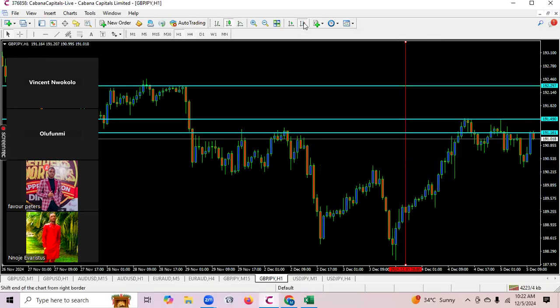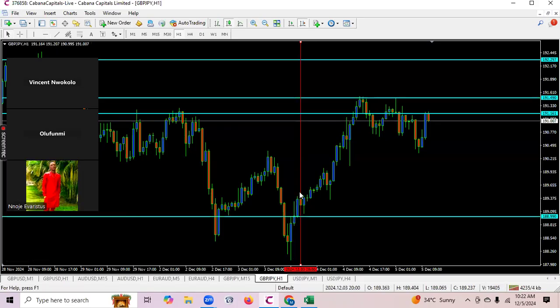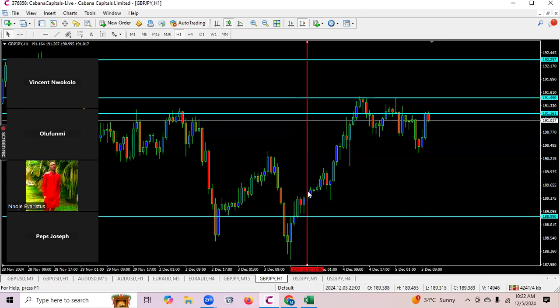Though the long-term trend for GBPJPY is bullish, I want to see price come back and fail and come through this fair value gap. Where do we have the fair value gap here? Okay, I expect price to pull back, and we have one here. This could be your first target.